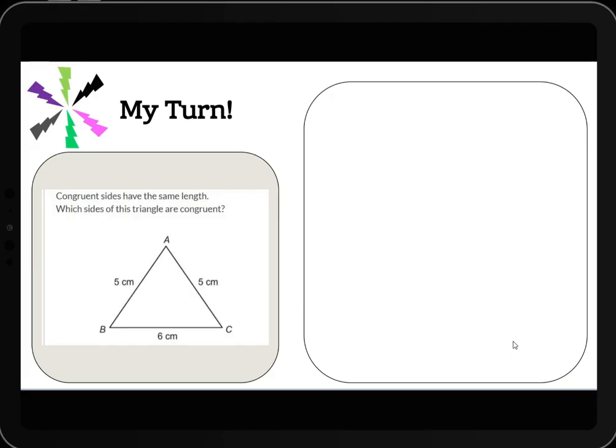So here I want to identify the sides that are congruent, which means the sides that have the same length. AB and AC both have the exact same length. So we know that the segment AB and the segment AC are congruent to each other, and that is because they both have a length of 5. So that is me having identified which sides are congruent to each other.